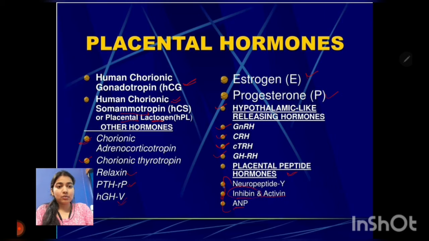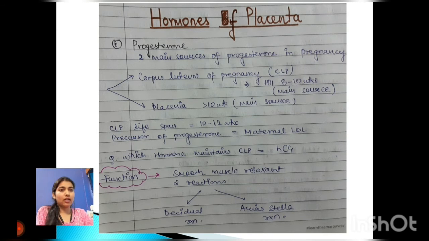Inhibin is used in a variety of tests. In the quadruple test, even inhibin A is used. So we'll not discuss all of the hormones here. We'll discuss the main important hormones in this lecture. Hormones of the placenta. First of all, we'll discuss progesterone.